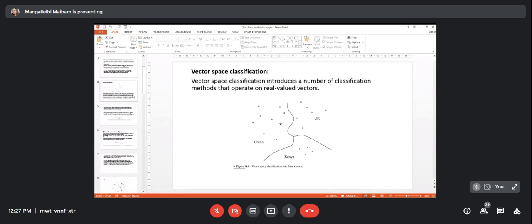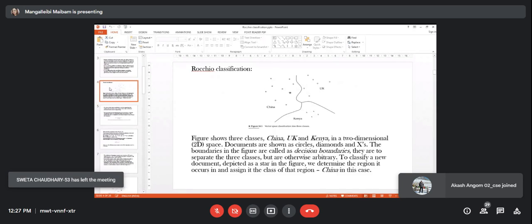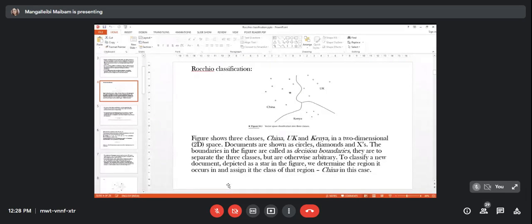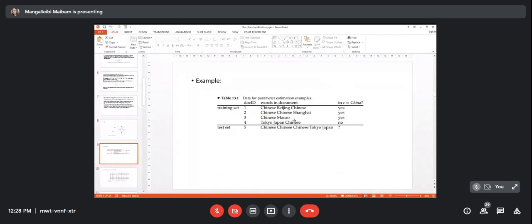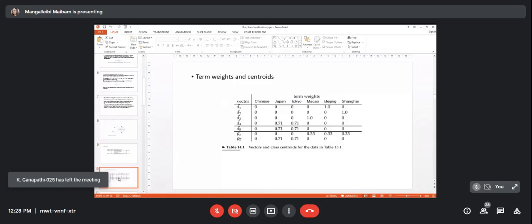types. So one is Rocchio classification and the other one is KNN classification. So yesterday we have seen about Rocchio classification, where we have decision boundaries in order to separate the regions that belong to different classes. For example, we have taken the same example, and this table calculation we have done stepwise yesterday.